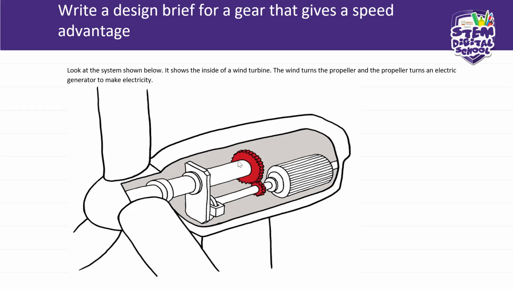But now let us look. If the input is on the side, the wind will make the blades of this turbine spin. So the driver is the bigger gear and the driven is the smaller gear. What is the output? What is the output here in this system?